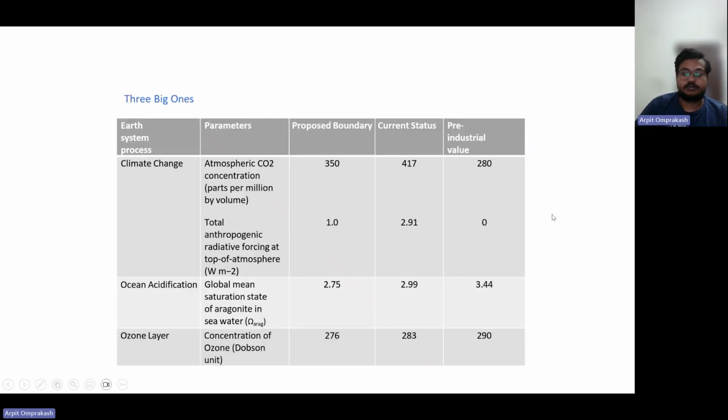Basically, these people thought of parameters and proposed boundaries of how much is safe to use. And then what is shown here is the proposed boundary, then the current status. So what is the value currently, and the pre-industrial value. So what was the value before the industrial revolution?